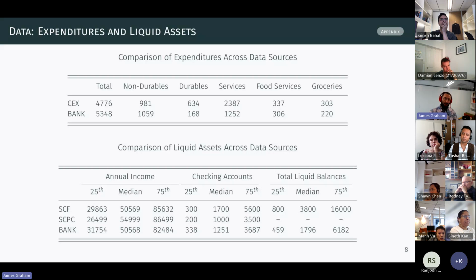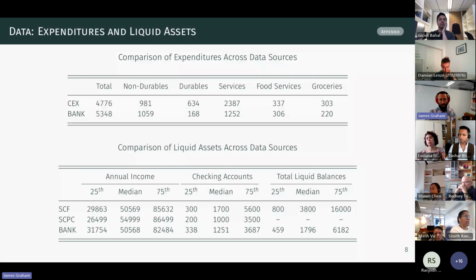Now, this question about how representative this is of liquid assets. In one sense, it's fairly representative. If you look at checking accounts in the middle there, even in the median, look at either the Survey of Consumer Finances or the Survey of Consumer Protection, I think it's called, versus our data. It sits somewhere between those two. So we think checking accounts are fairly well represented in our data, but total liquid balances are not.